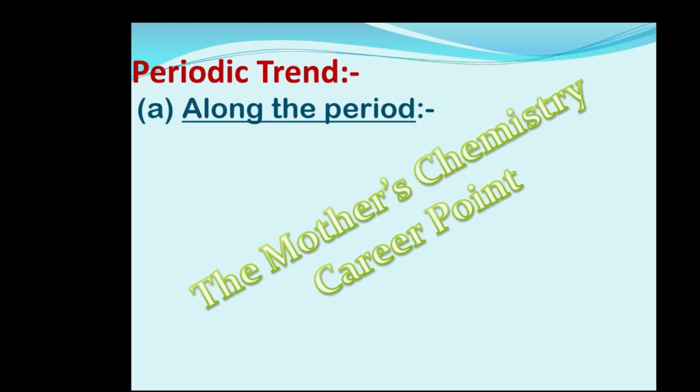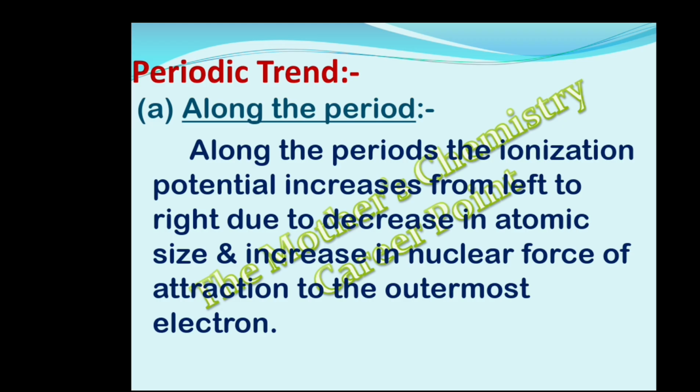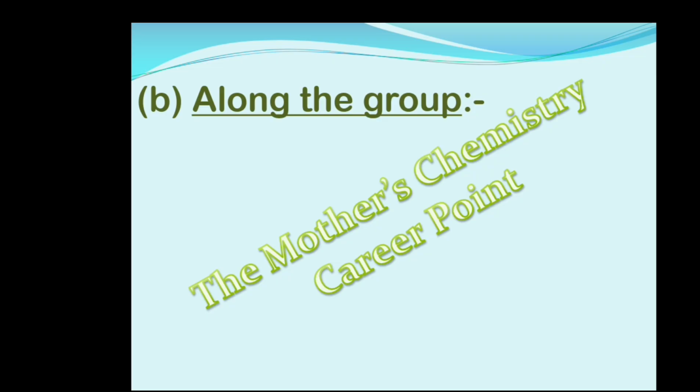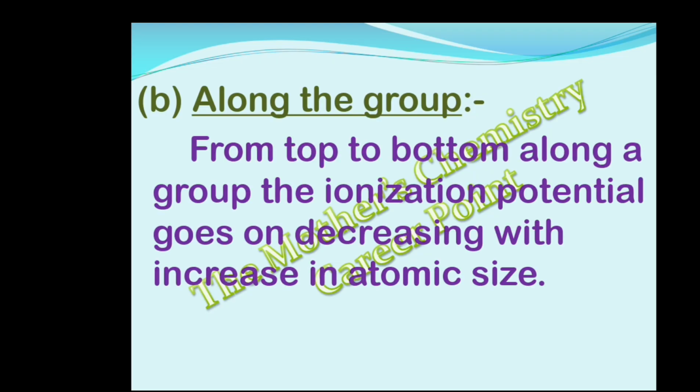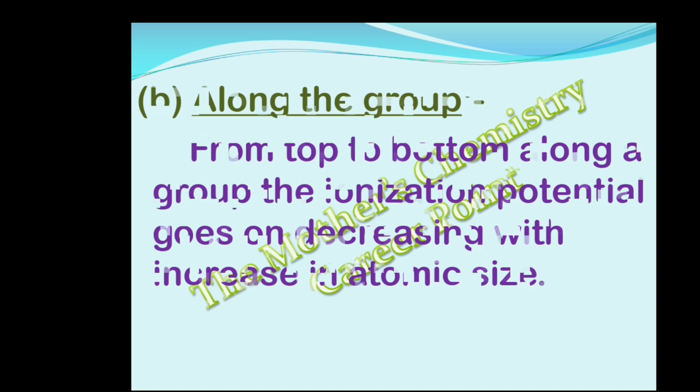Periodic trend. Along the periods, the ionization potential increases from left to right due to decrease in atomic size and increase in nuclear force of attraction on the outermost electron. What happens along the group? From top to bottom along a group, the ionization potential goes on decreasing with increase in atomic size.